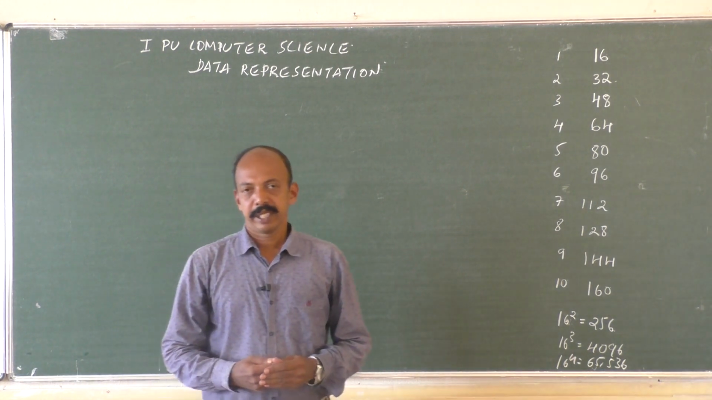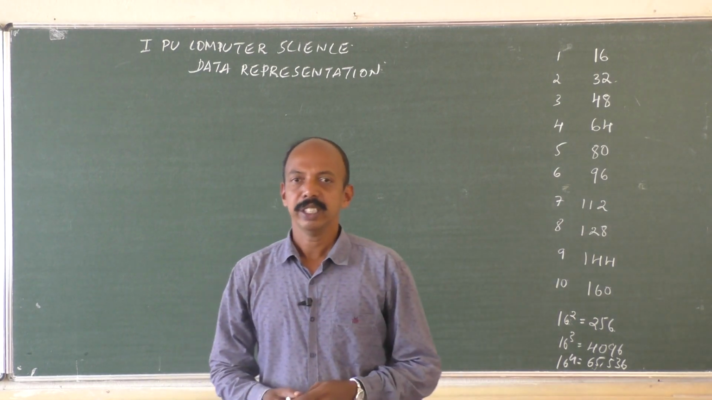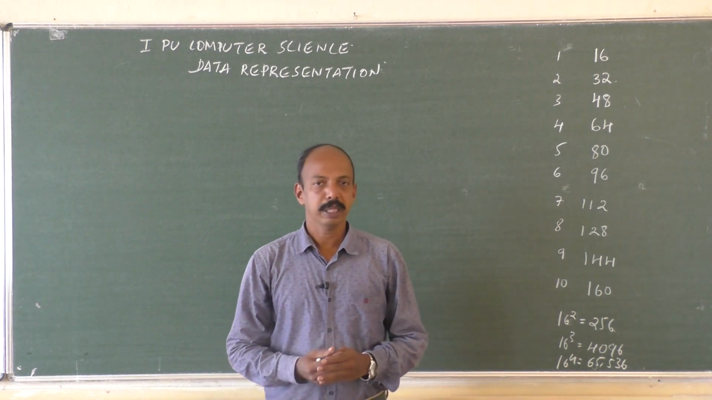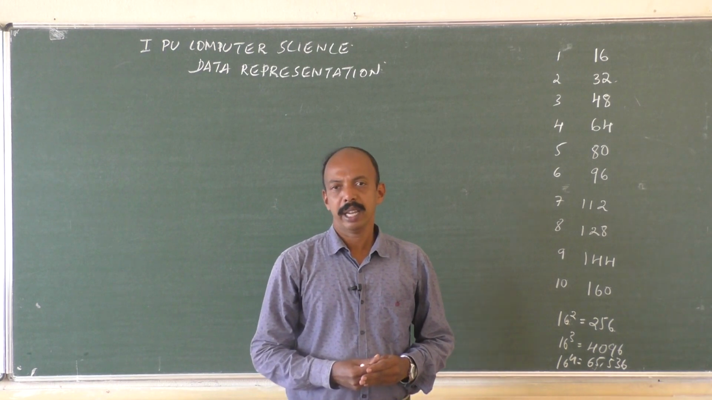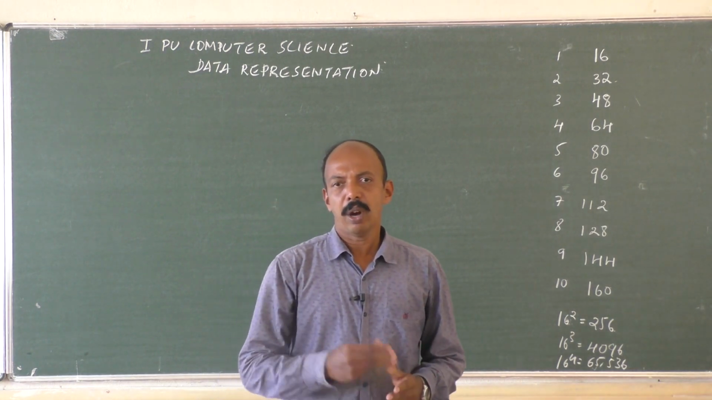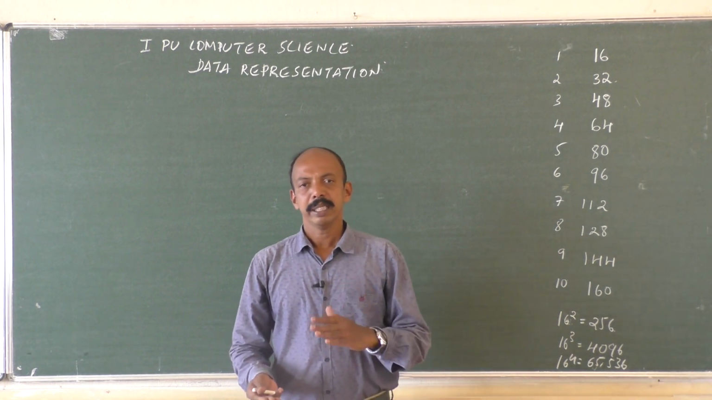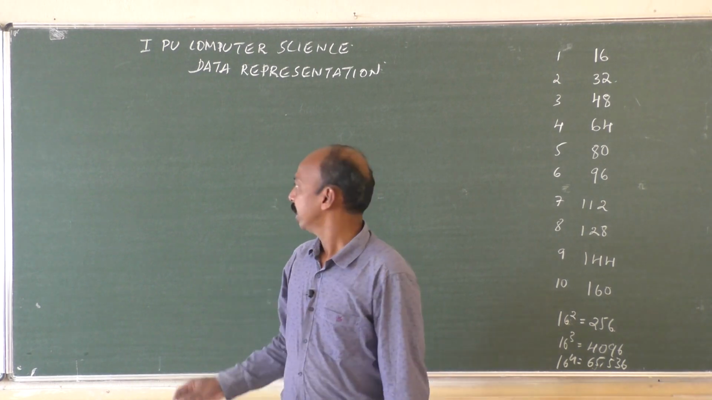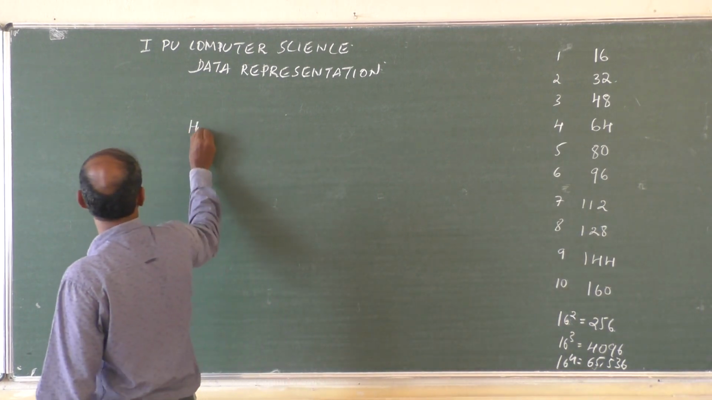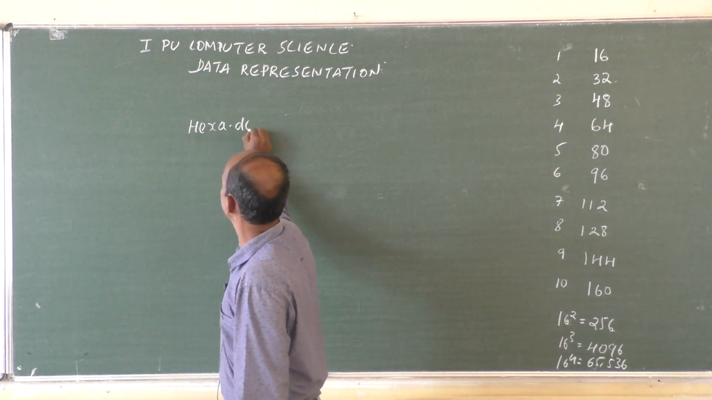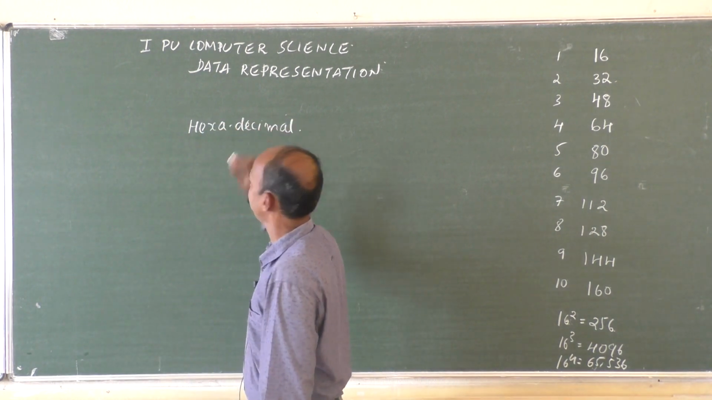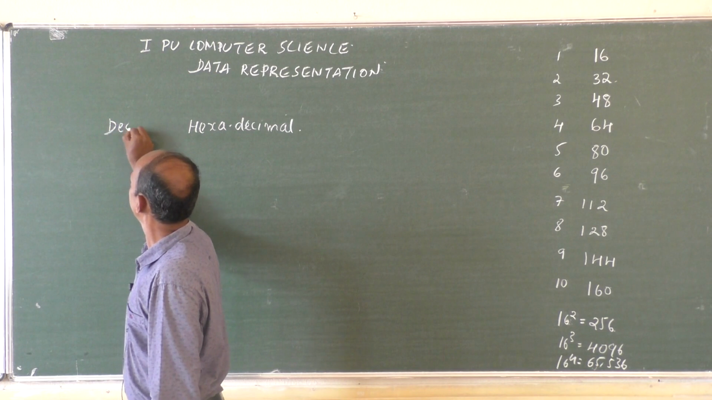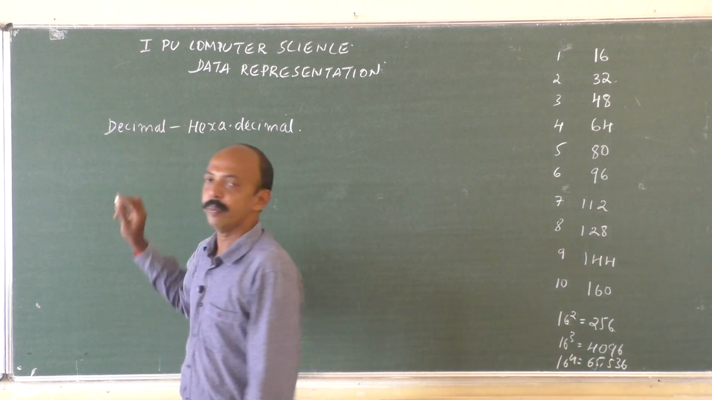Data representation. In data representation, we have seen different types of number systems. Already we have seen how to convert numbers from decimal to binary, decimal to octal, octal to decimal, binary to decimal. Today we shall look into one more type of conversion, that is hexadecimal. First we shall see decimal to hexadecimal.